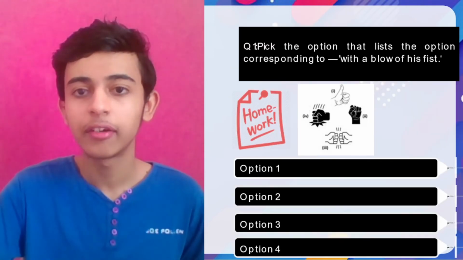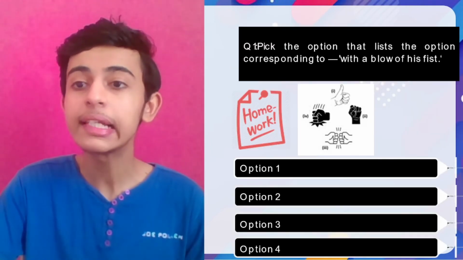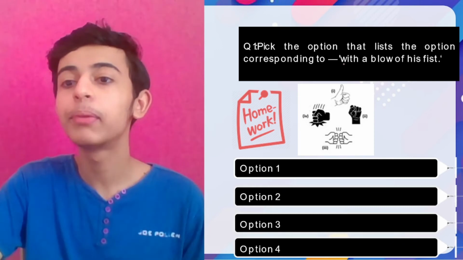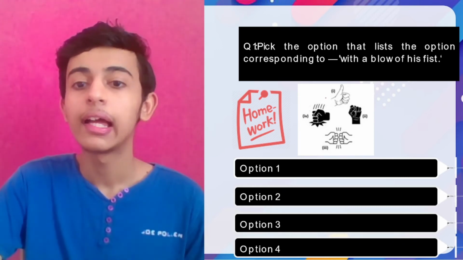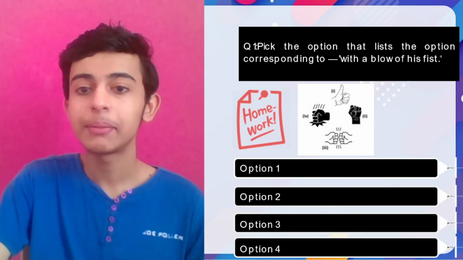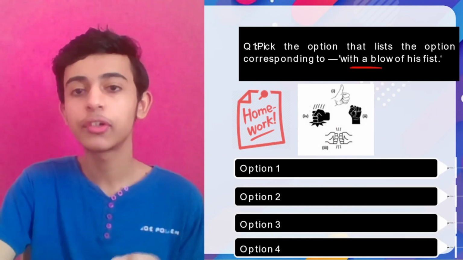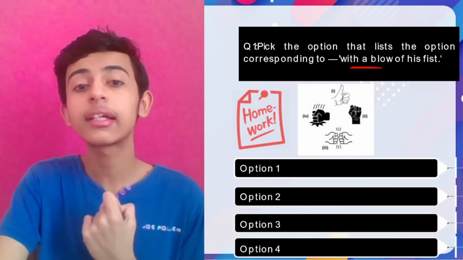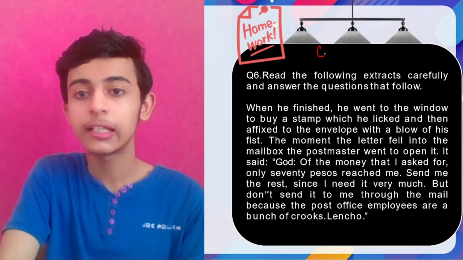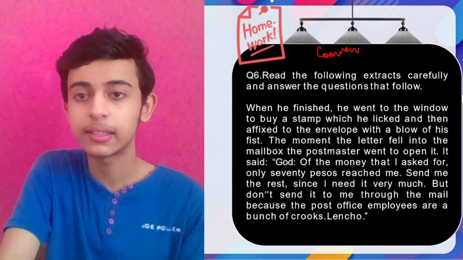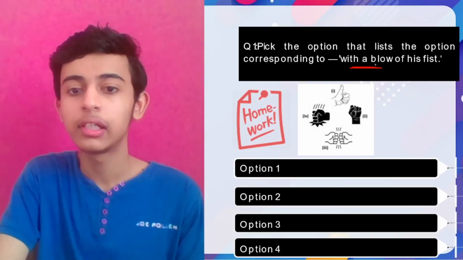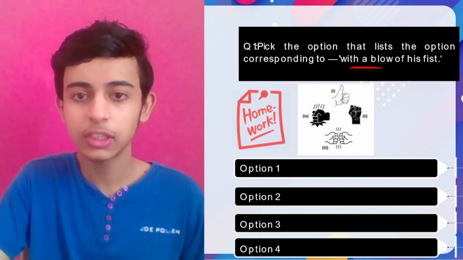Read everyone? First question. Pick the option that lists the option corresponding to with a blow of his fist. So 1, 2, 3 or 4. Tell me guys quickly. Blow of his fist. This is the first question of the homework, and you have to write all the homework answers in the comment section. Okay, so option 1, 2, 3 or 4. This is the first question, right?